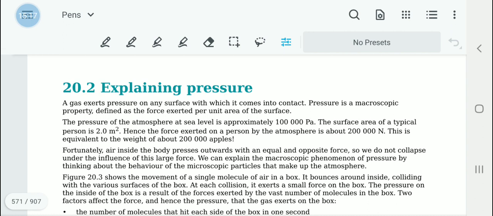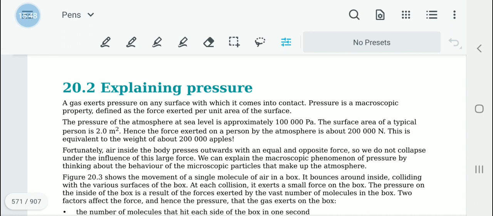Then the pressure of the atmosphere at sea level is approximately 100,000 pascals. The surface area of a typical person is about 2 square meters. Hence, the force exerted on a person by the atmosphere is about 200,000 newtons. So this is equivalent to the weight of about 200,000 apples. Just imagine the pressure that we are used to. Remember, we are used to this pressure, so we can live without any problem, right?